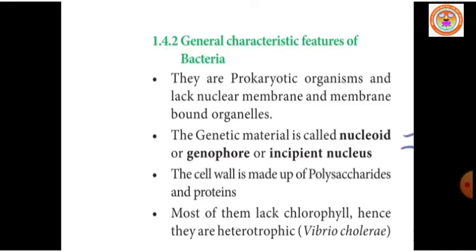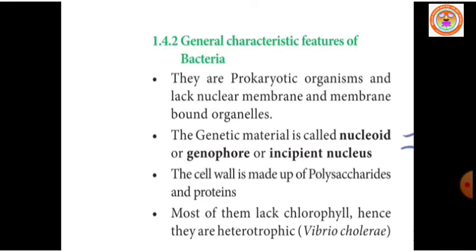Bacteria are generally called prokaryotes because they are unicellular. No membrane-bound organelles are seen. There is a lack of a nuclear membrane, and membrane-bound organelles such as mitochondria and endoplasmic reticulum are absent. The genetic material of a bacterium is called a nucleoid, or incipient nucleus, or genophore, as we used to say.